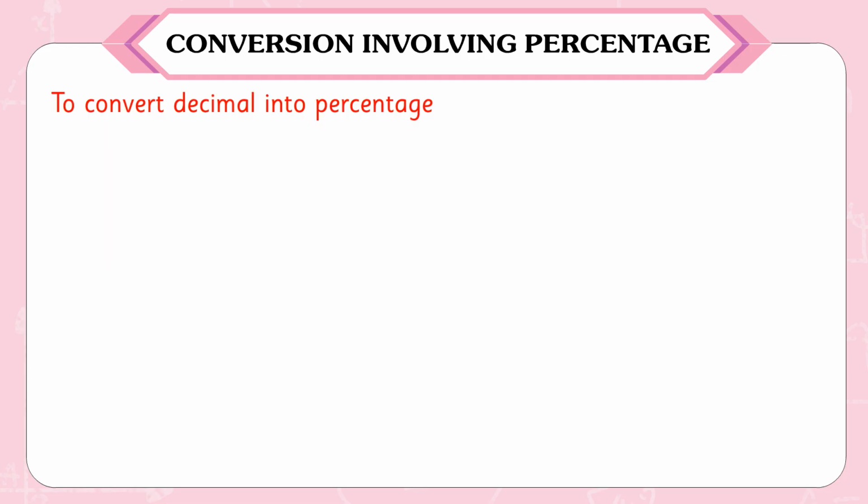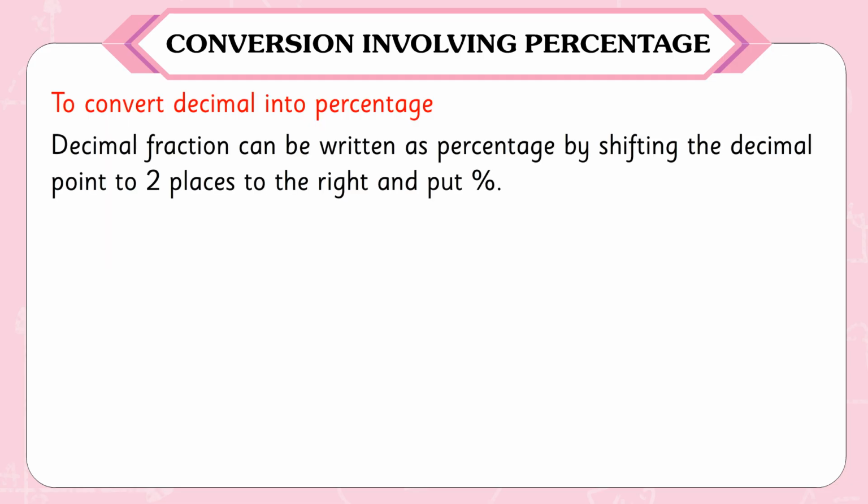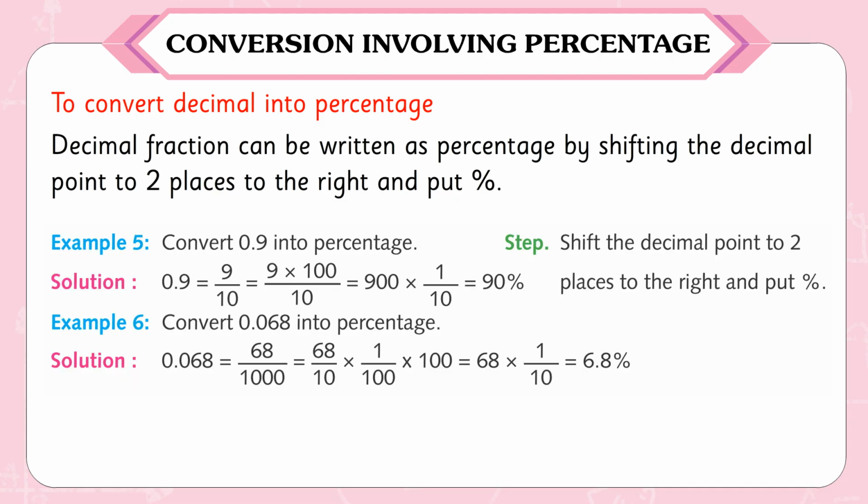To convert decimal into percentage. A decimal fraction can be written as a percentage by shifting the decimal point 2 places to the right and putting the percent sign. Example 5. Convert 0.9 into percentage. Solution: 0.9 is equal to 9 by 10 is equal to 9 into 100 upon 10 is equal to 900 into 1 upon 10 is equal to 90%.